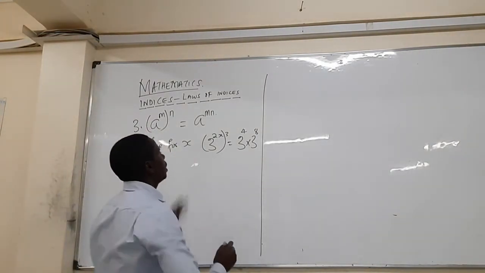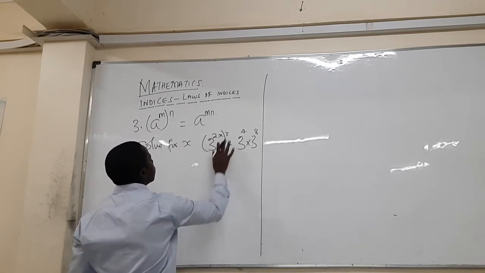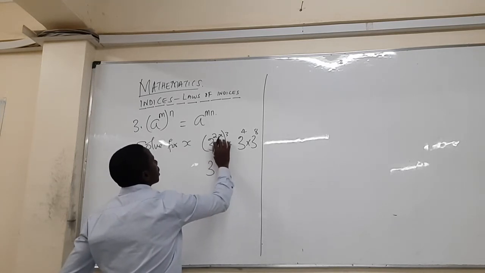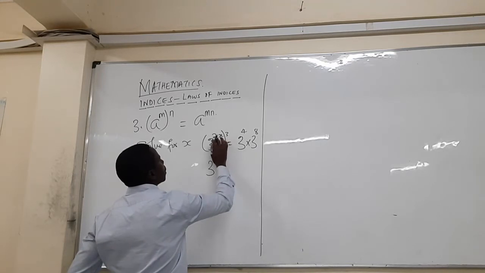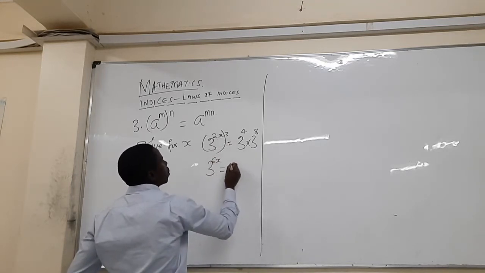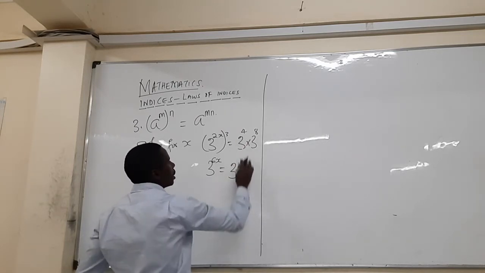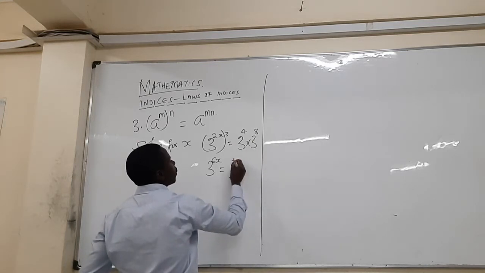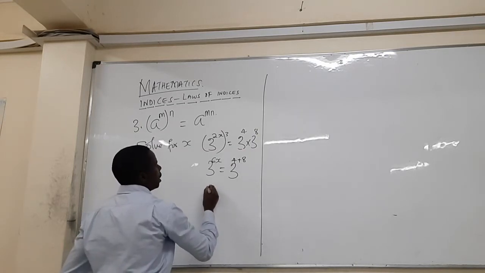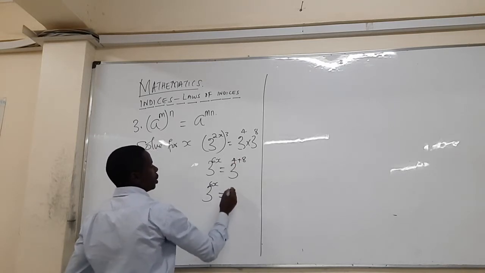On my left hand side, I'm going to use rule number 3, the multiplying of powers. So you get 3 power 2x power 3. You multiply the power 2x times 3, get 6x, is equal to 3 power 4 times 3 power 8. The bases are the same, so we add the powers, 4 plus 8. That is the first rule. So this is going to be 3 power 6x is equal to 3 power 4 plus 8, 12.